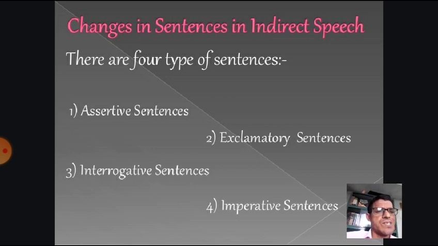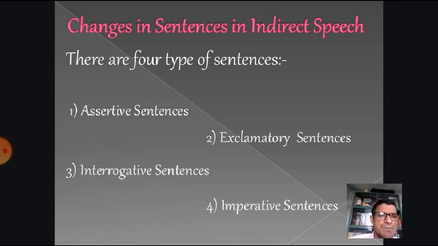So exclamatory sentence requires another type of rule. In the same way, another type of sentence is interrogative sentence. And interrogative sentence requires another type of rule that is not used in imperative sentence. So dear student, I hope you know these four types of sentences.